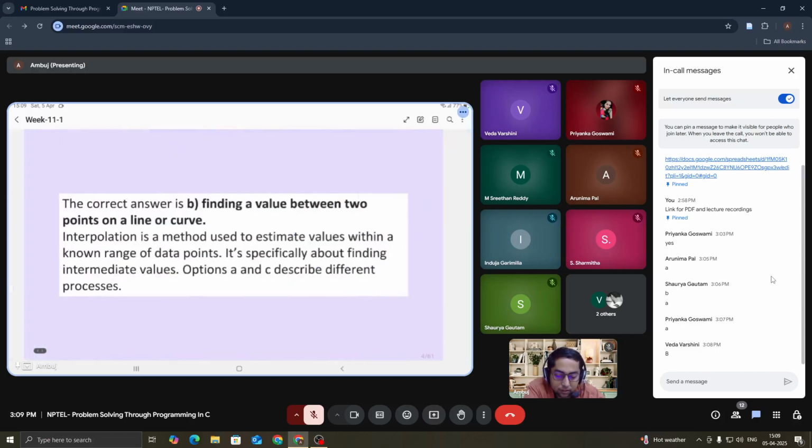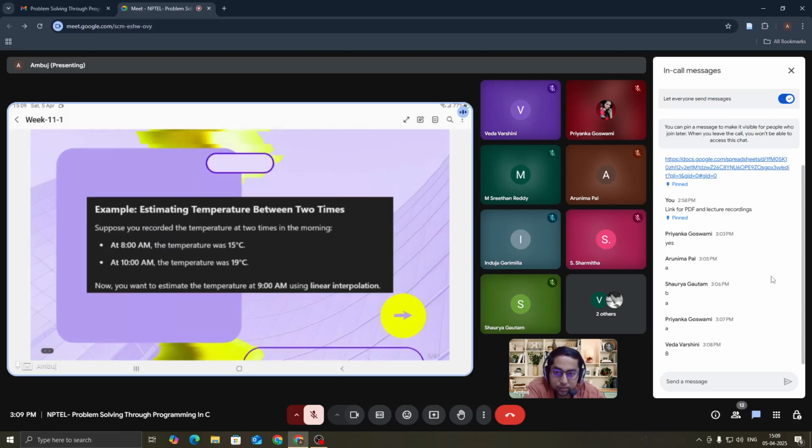Very basic mathematics. Just take an example. Use your pen and paper, jot it down and try to solve with me. For example, you have to estimate the temperature between two times. This is an example of where you will apply interpolation. Suppose you recorded the temperature at 8 a.m. as 15 degrees C, and at 10 a.m. it was 19 degrees C. Now if you want to know the temperature at 9 a.m.